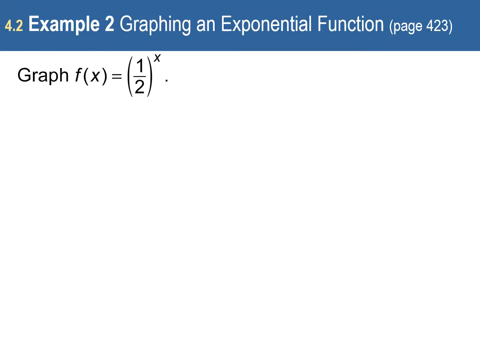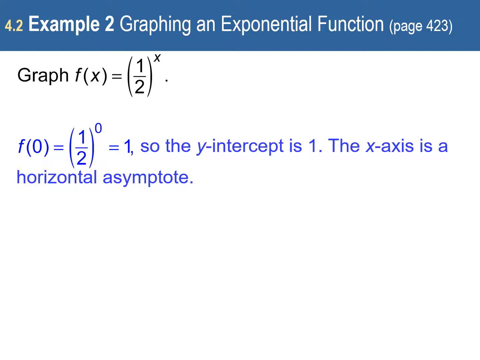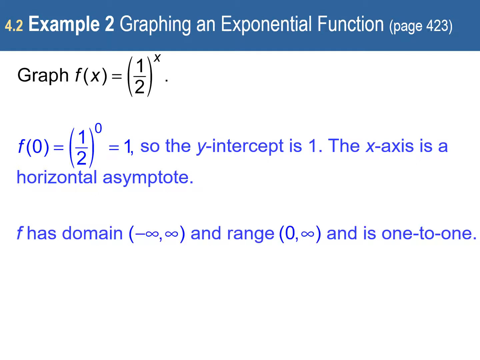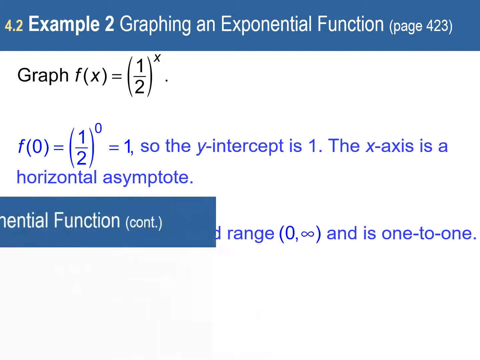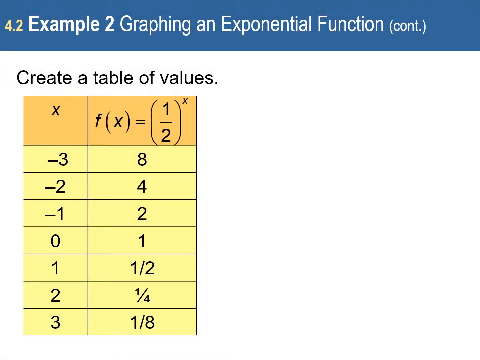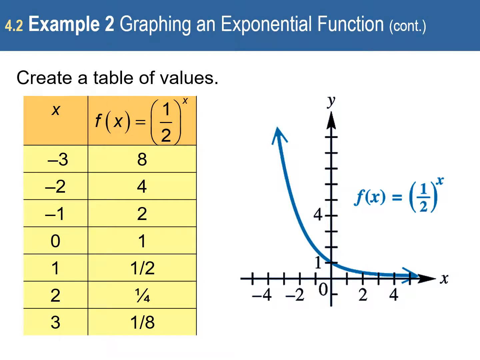So what if I wanted you to graph y equals 1/2 to the x? Always find the y-intercept, which is (0, 1) in this case. The x-axis is a horizontal asymptote. Make a list of points. You want to make points that are going to be easy to graph. Plot your points, graph your horizontal asymptote, and make a smooth curve.